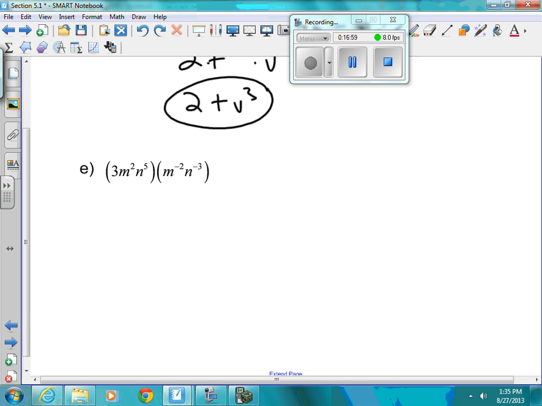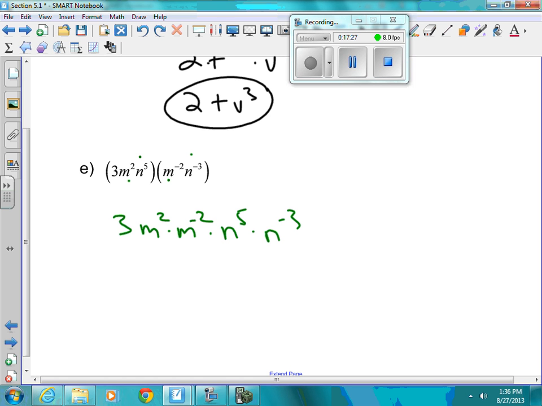Okay. Hopefully you've tried it. Remember we just did one like this. Two parentheses next to each other means multiply. There's a 1 there, so the 3 is going to be by itself. The m's I'm going to put together: m squared times m to the negative 2. And the n's I'm going to put together: n to the 5th times n to the negative third. Because when they're right next to each other, it means multiply, and I can multiply in any order.